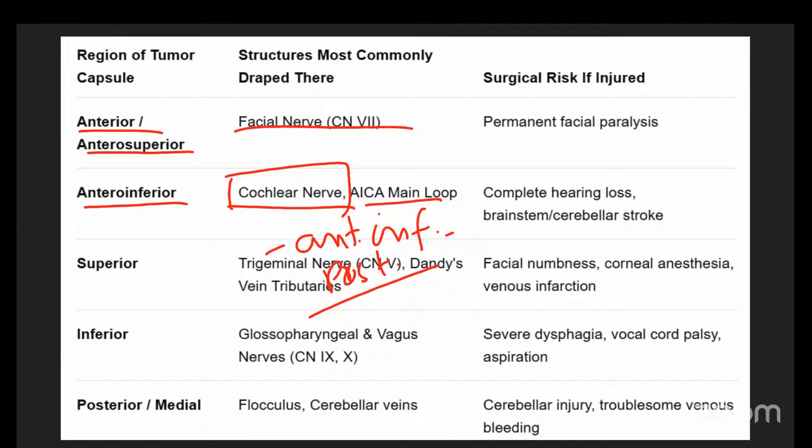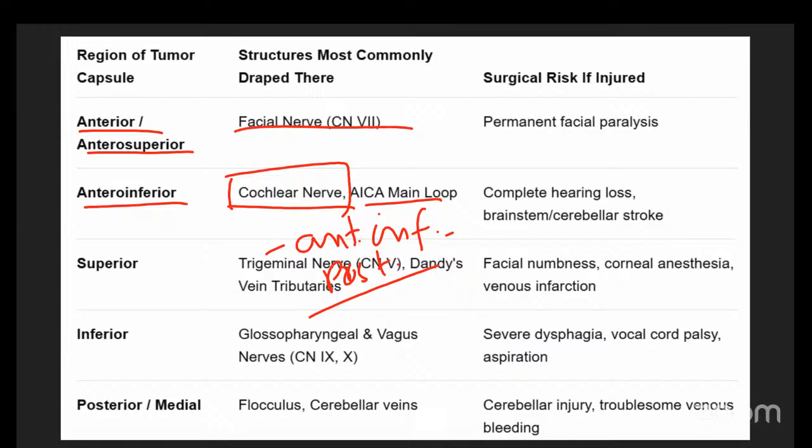We have discussed all of this. This is just a review. So we know that if we end up sacrificing AICA or cochlear nerve, in either case, if we sacrifice AICA, the patient is going to have a cerebellar stroke. If we end up sacrificing the cochlear nerve, there will be complete hearing loss. If we only sacrifice the labyrinthine artery, there will be acute hearing loss as well.